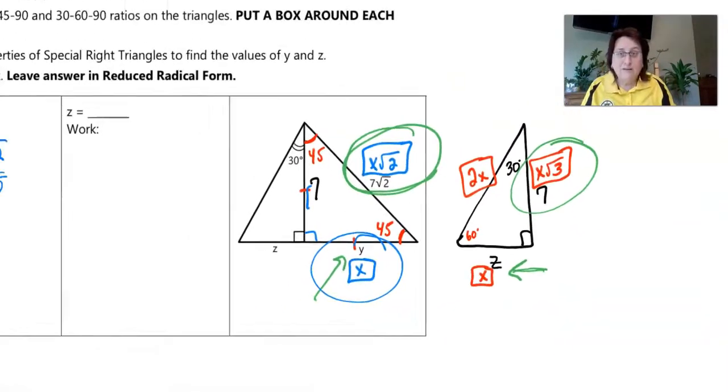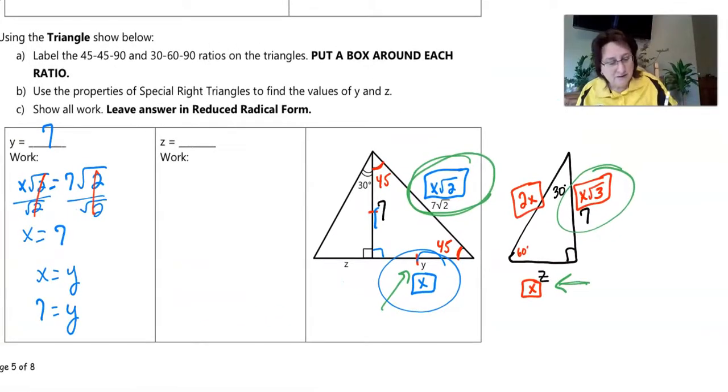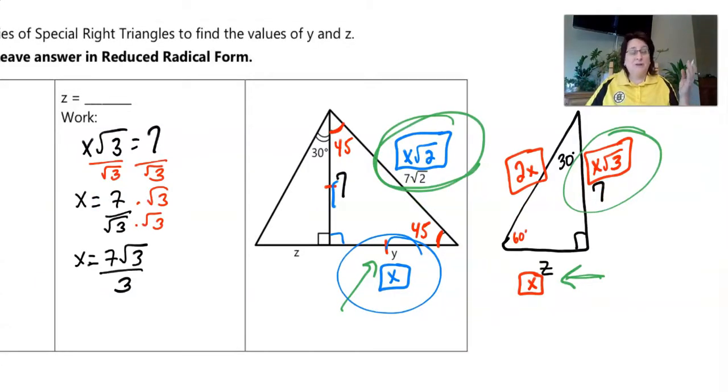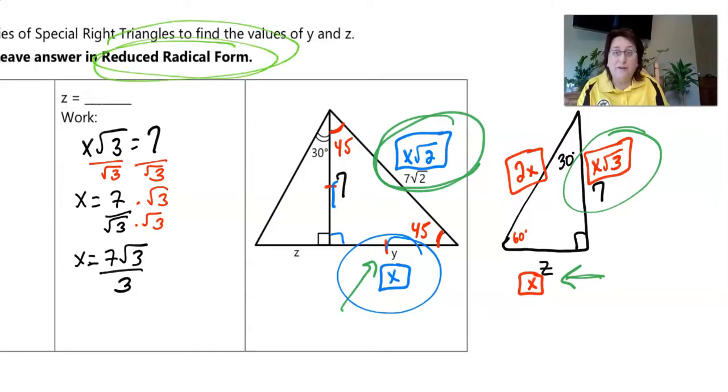So, guys, we've been practicing this. Now it's your turn. I know that x square root 3 is the same thing as 7 in my 30, 60, 90 triangle. So can you guys please solve it? And I want you to tell me, what do you get for x? How'd you guys do? Notice we're not reducing anymore because it says to leave our answers in reduced radical form, doesn't it? So x equals 7 square root 3 over 3.